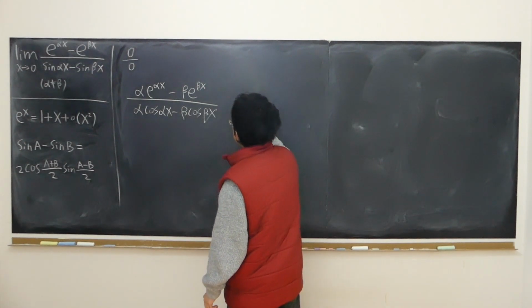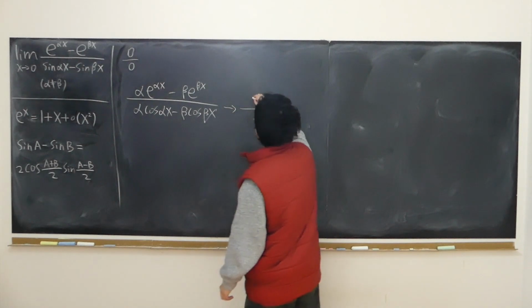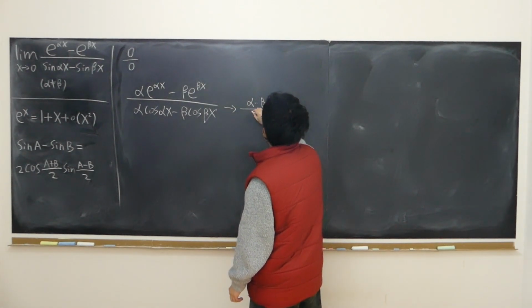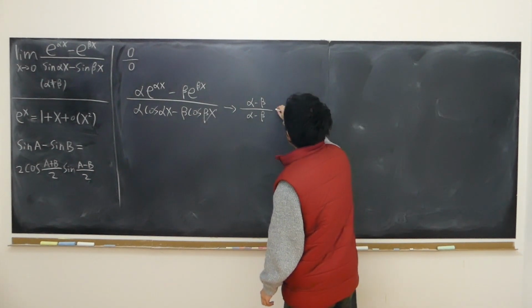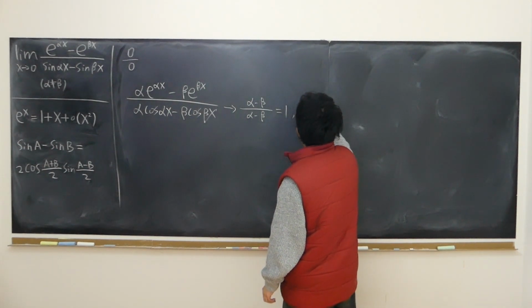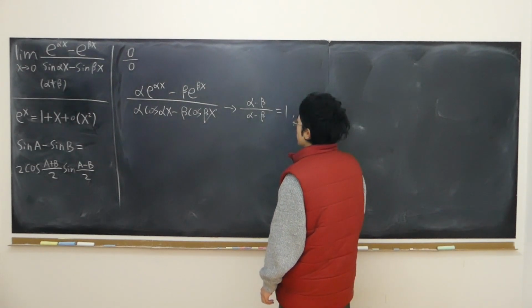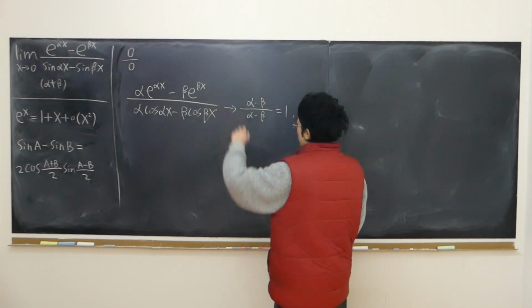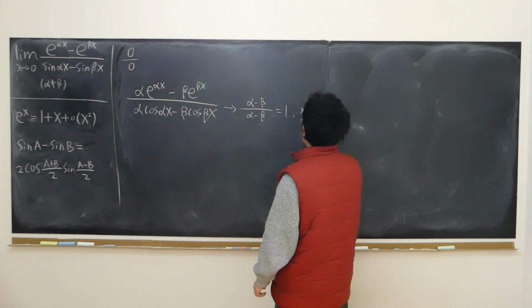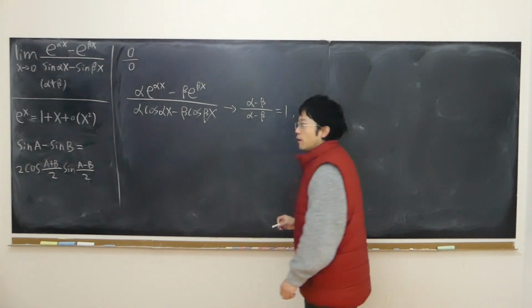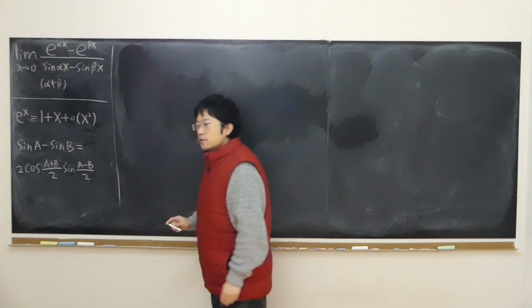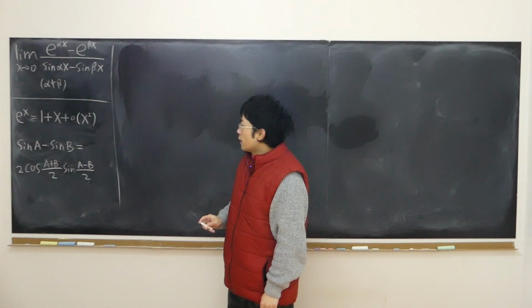So really this approaches alpha minus beta over alpha minus beta, which is equal to 1 as x approaches 0. So it looks like we're done. So really that limit is equal to 1 as x approaches 0. Now there is a second method. So the second method, I will be using Taylor expansion.